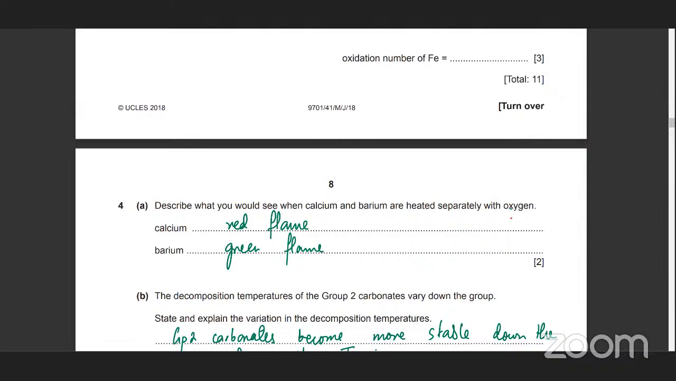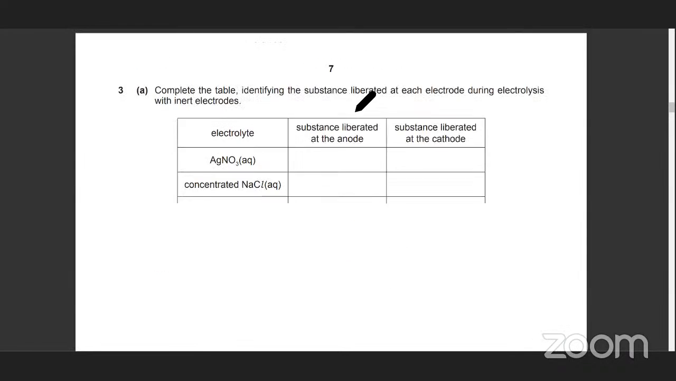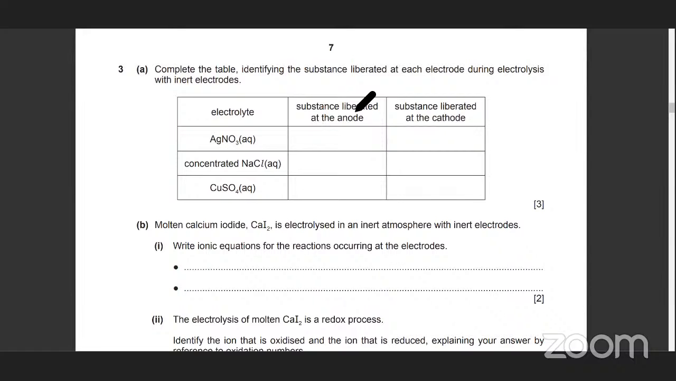So next is question number 3, saying complete the table, identify the substance liberated at each electrode during the electrolysis with inert electrodes. You have to identify the substance that's being liberated over here. Now, you could either use your O levels knowledge because it's a 3 mark question. You don't have to go into a lot of detail, but I'm going to try and do both ways.